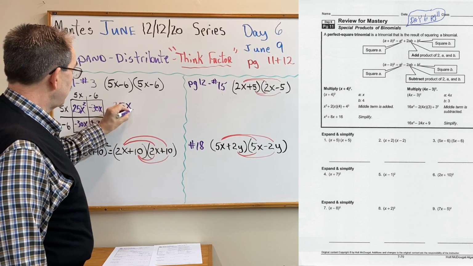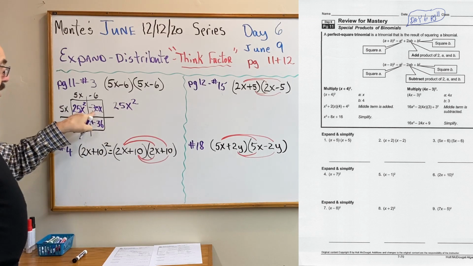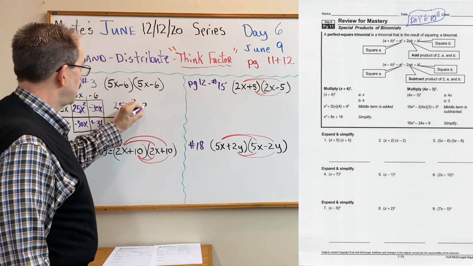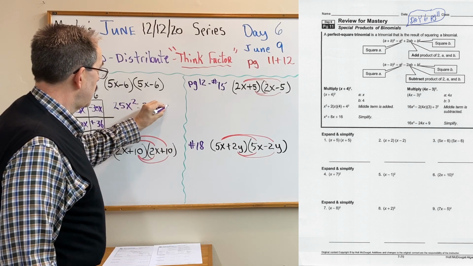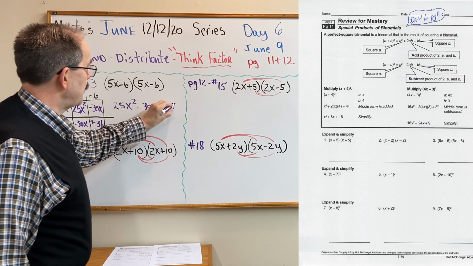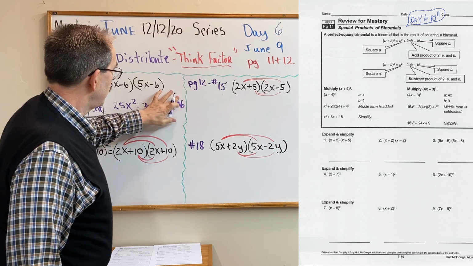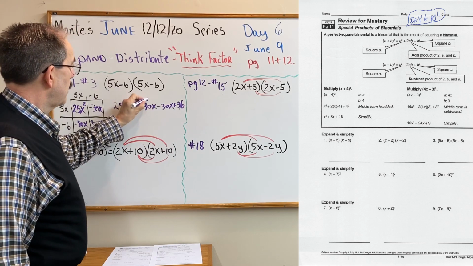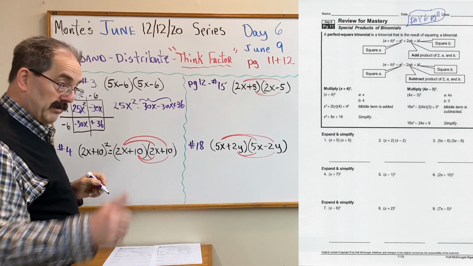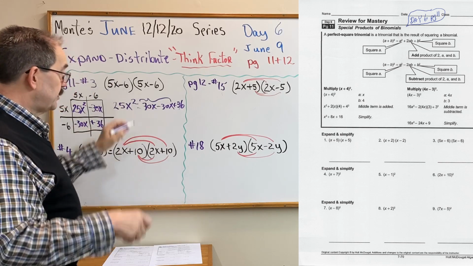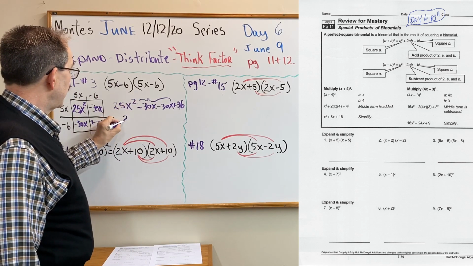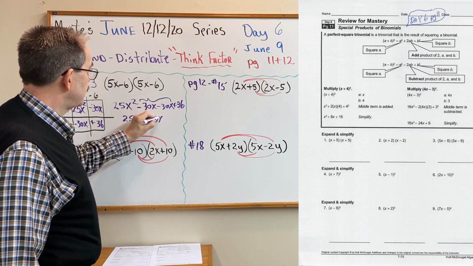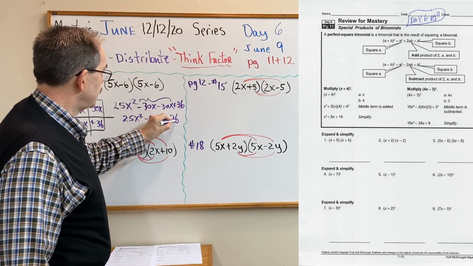25x squared, negative 30x, negative 30x, and the positive 36. Okay? So now, combine like terms. Remember last week? All our exponent rules, combining like terms. Final answer, 25x squared minus 60x plus 36.